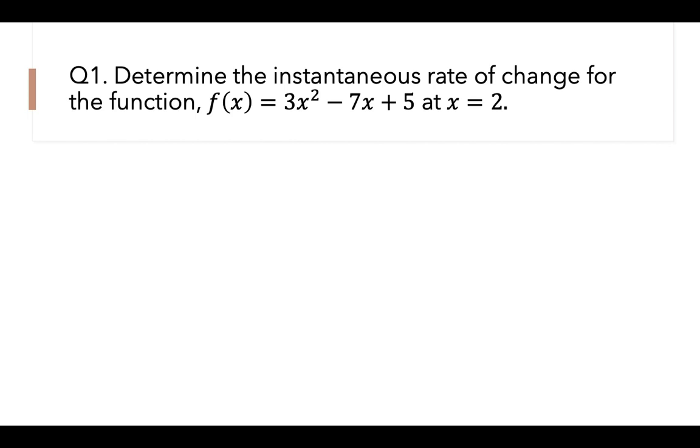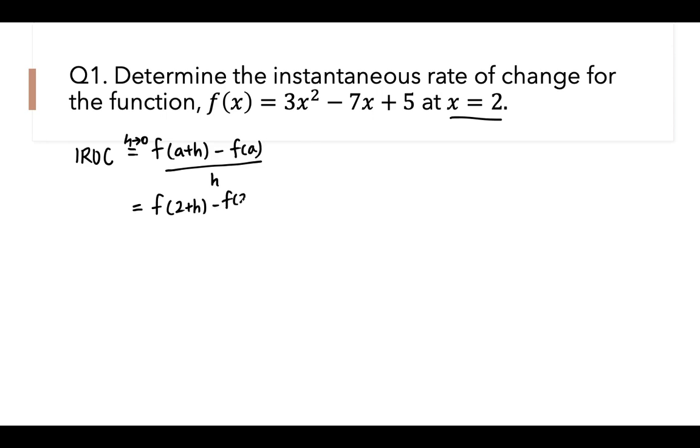So question number 1, determine the instantaneous rate of change for the function at x equals 2. First of all, identify this is a polynomial function. So I could do instantaneous rate of change is equal to f at a plus h minus f at a over h, so that h is approaching 0. So we can plug in the a value, which is 2: f at 2 plus h minus f at 2 over h.